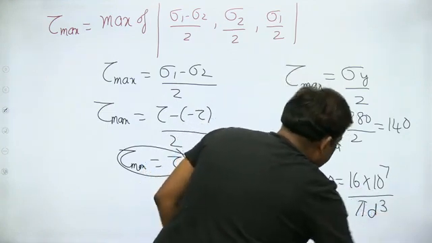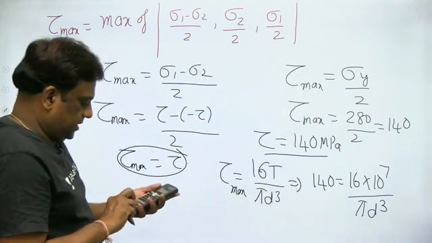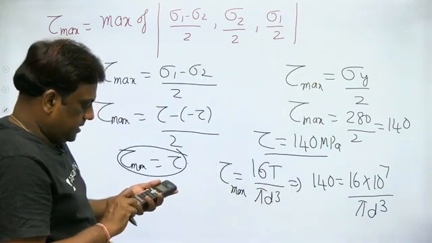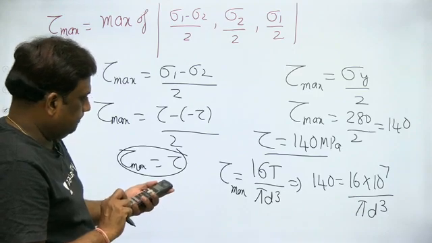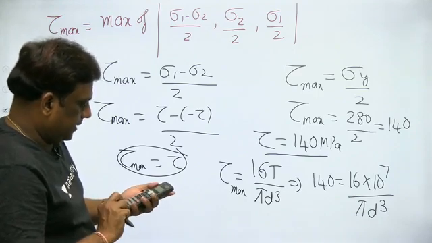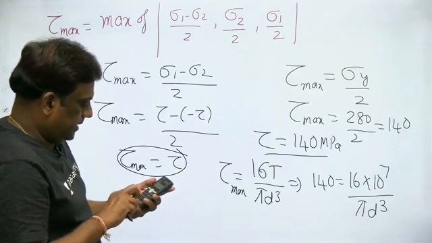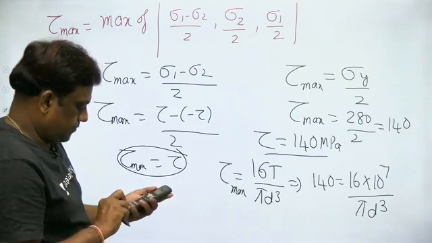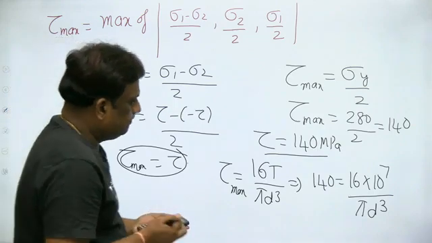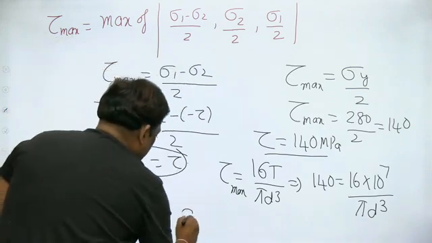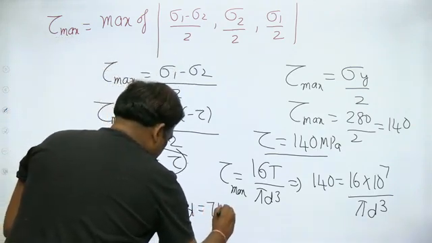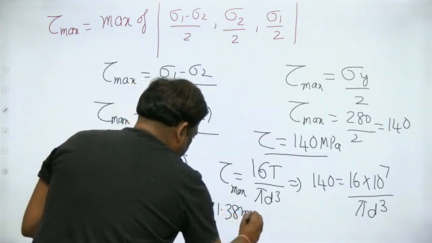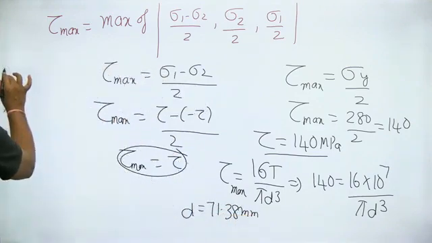Okay. And let me calculate the value. 16 into 10 power 7 divided by pi, divided by 140. And I want this value. Yes. So you are getting D value as 71.38 mm. But I think it is a fill in the blank question.